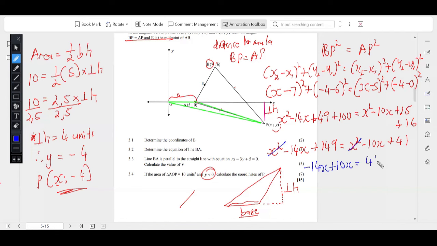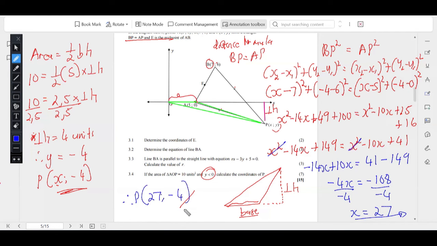Now I can say 41 minus 149. Then if I do this, this will give me negative 4x. And then this here, negative 108. I divide both sides by negative 4. Negative 4, my x is equal to 27. Right. So that means, in other words, I can then conclude that the coordinates for P are actually 27, negative 4. So that's how you were supposed to go about answering that question for 7 marks.